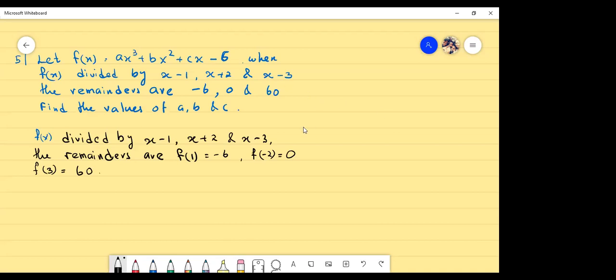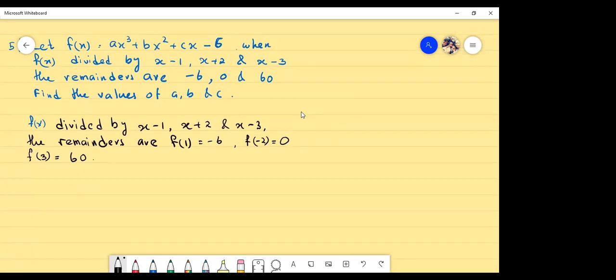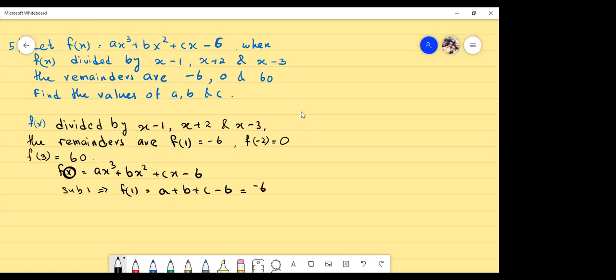Now we can substitute the values and form the equations. Here we write f(x) equals ax cube plus bx squared plus cx minus 6. Now we substitute 1. f(1) equal a plus b plus c minus 6 equal minus 6. Then a plus b plus c equal 0 is the first equation.